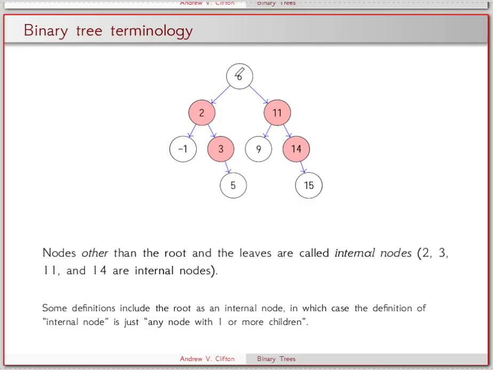All the nodes that are not the root and that are not leaves, we call those internal nodes. So these are the internal nodes here. Some definitions would say that the root is also an internal node, in which case the definition of internal node is just a node with at least 1 child. But here I'm saying that the root is not an internal node. So we have 3 categories of nodes: the root, internal nodes, and the leaves.